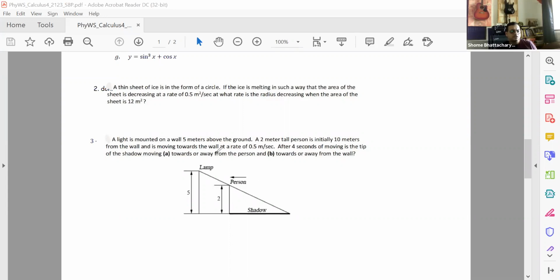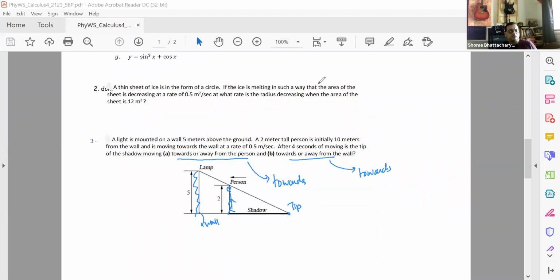Okay, but see, the question is not exactly asking that. The question is only asking whether it is moving towards or away from. So the answer for this part will be that it is moving towards. This is the tip of the shadow. So the tip is moving towards the person. This is the person. And the answer to this is also it's moving towards the wall. I'll confirm the answer for the rate also, but this is your wall.